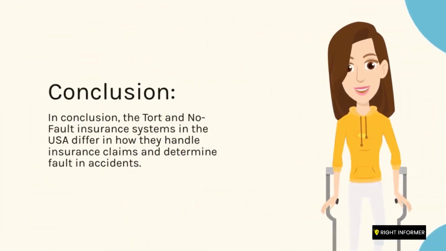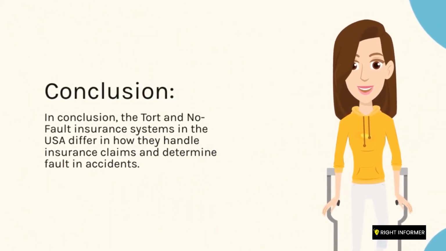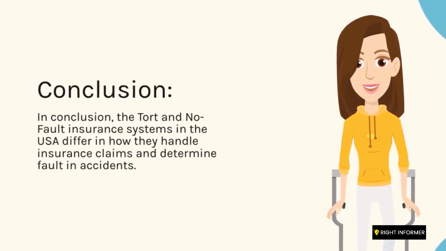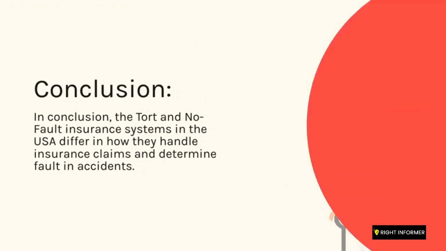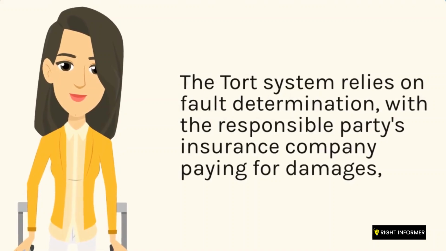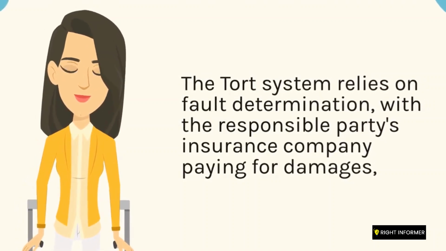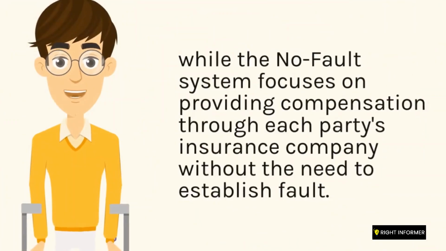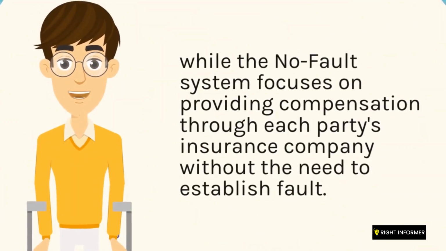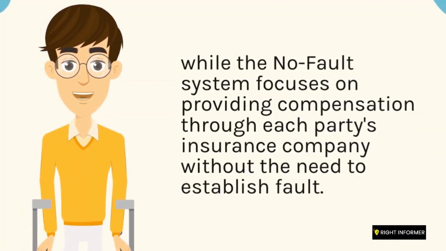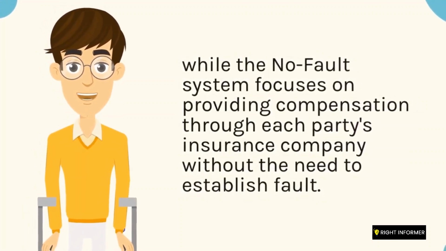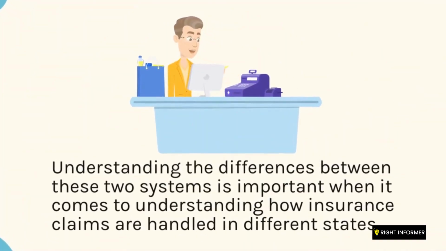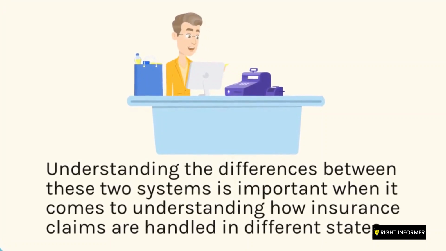Conclusion. In conclusion, the tort and no-fault insurance systems in the USA differ in how they handle insurance claims and determine fault in accidents. The tort system relies on fault determination, with the responsible party's insurance company paying for damages, while the no-fault system focuses on providing compensation through each party's insurance company without the need to establish fault. Understanding the differences between these two systems is important when it comes to understanding how insurance claims are handled in different states.